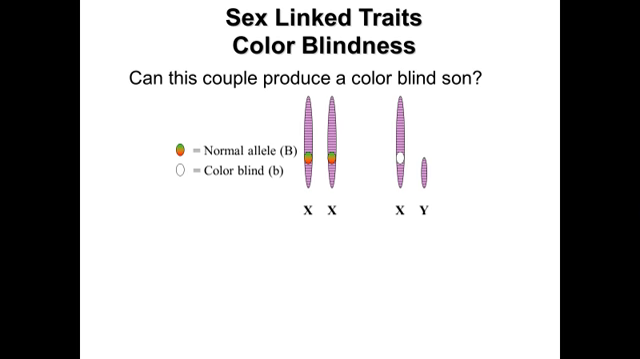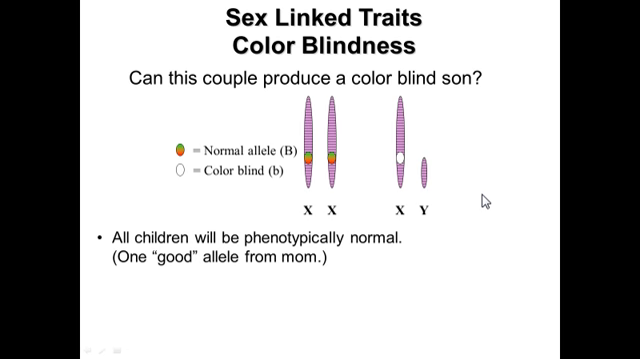What is it that makes his son a son? The fact is that all of his sons do not inherit this chromosome. They inherit the Y chromosome. If they inherited an X chromosome from this man, they wouldn't be a son. They would be a daughter. So there is actually no way that this couple can produce a colorblind son, because no matter what, the X chromosome that the son inherits is going to come from the mom. The Y chromosome will always come from the dad.